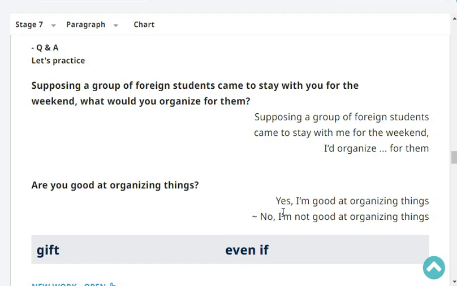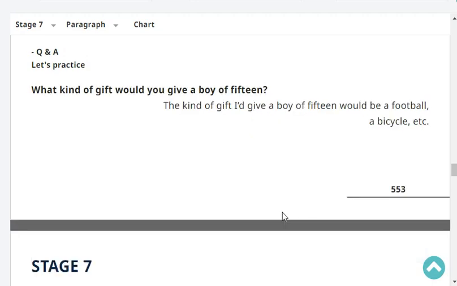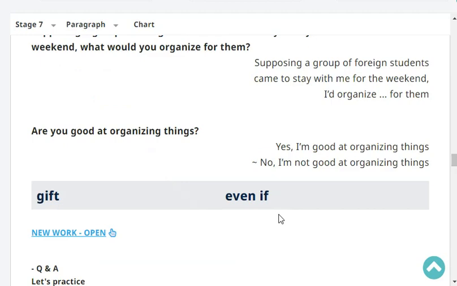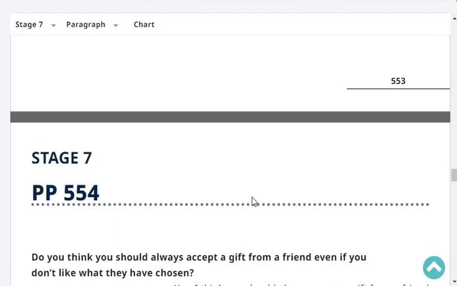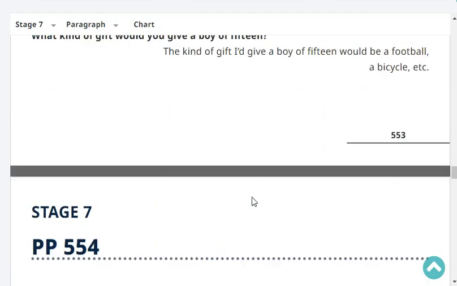Very good. Next. What kind of gift would you give a boy of 15? The kind of gift I'd give a boy of 15 would be a football, a bicycle, etc.